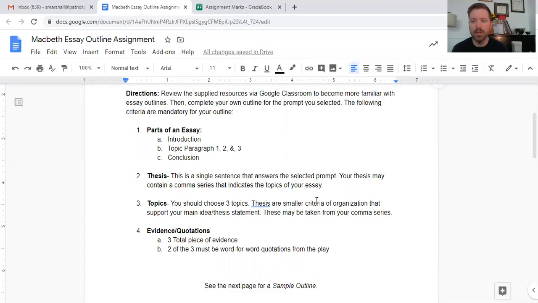The last piece of the required outline assignment is your evidence. So you need three total pieces of evidence, and two of them should be word for word quotations. That means the third one, which is not word for word, can be a summary or a reference to a point of the story that you recall, but you do not actually need to give me word for word quotations, okay?